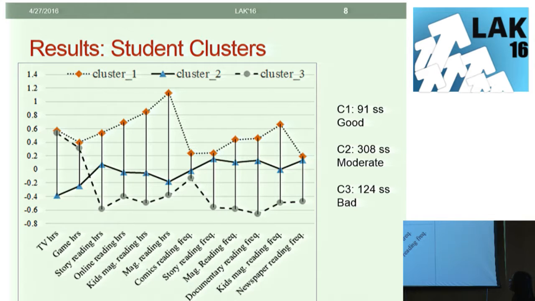This orange line is cluster 1, and we can see the students actually spend more hours on reading and more frequency on reading. So this cluster is referred to as good reading habits, and we have about 90 students in this cluster. The middle one is the largest cluster with more than 300 students, and their answers are in the middle, so we call it the moderate good reading habits group. And the last one is this one. They spend few hours on reading, but lots of hours on TV and games. So for this one, we can refer to them as the bad habits group. They have 100-something students there. But in general, we hope they can improve. Okay, so that's the results for the student grouping.